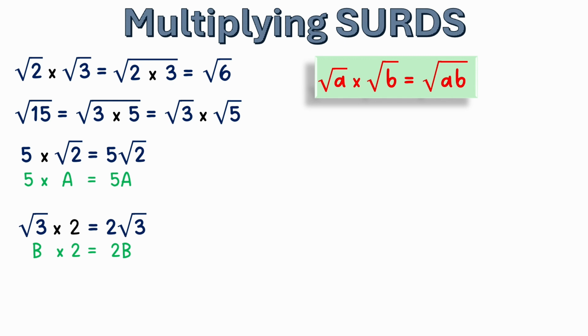Here is a mixed example. 5 square root of 2 multiplied by 2 square root of 3. Here we multiply 5 by 2, which is 10. Then multiply square root of 2 by square root of 3, which gives us square root of 6. So the final answer is 10 square root 6.